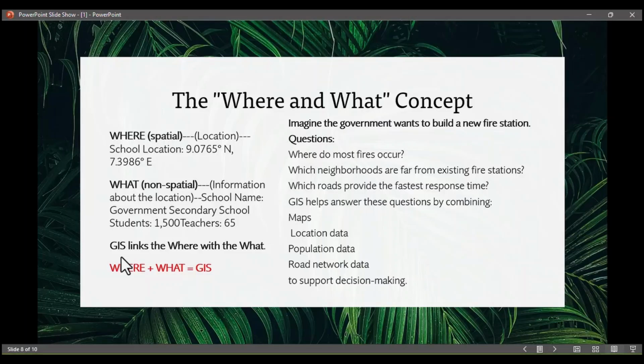Imagine the government wants to build a new fire station. Questions now. Where do most fires occur? Which neighborhoods are far from existing fire stations? Which roads provide the fastest response time? Now, GIS helps answer these questions by combining the maps, location data, population data, road network data, all to support decision making.